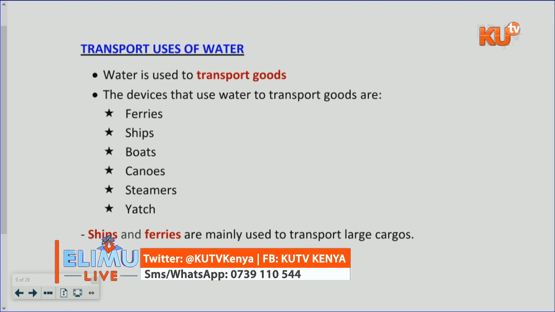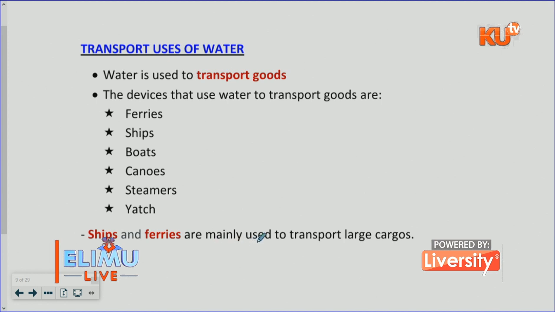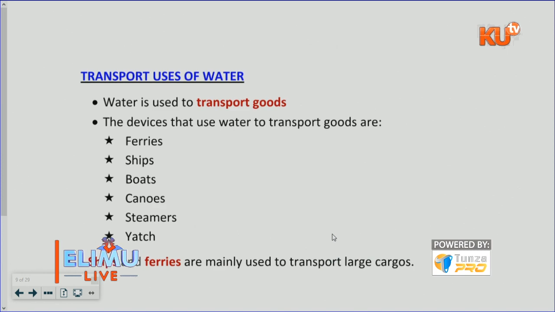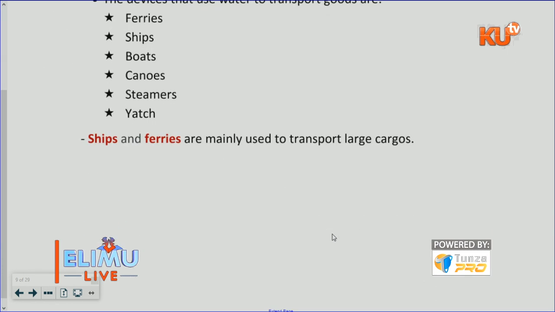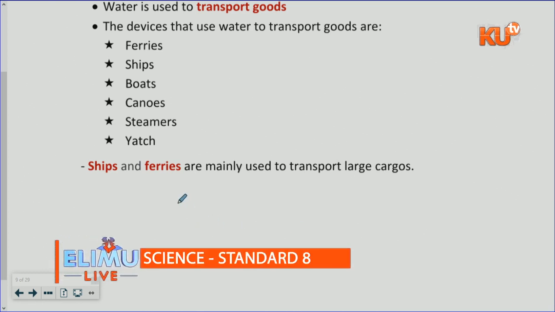And then there's a thing I wrote there. Ships and ferries are mainly used to transport large cargoes. Again, I repeat, ships and ferries are mainly used to transport large cargoes. You will find we have got a lot of containers at Mombasa port, because ships and ferries bring a lot of things that are imported from other countries.